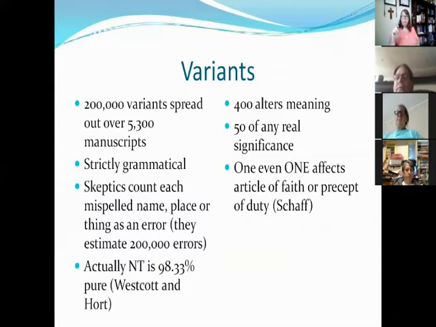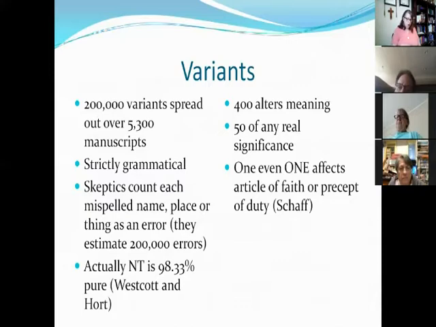Okay. So the variants, again, the skeptics say 200,000 errors. Yeah, spread out over 5,300 manuscripts. Strictly grammatical. Spelling error. Name of a place error. But not a name of a place like it happened in Bethlehem and they wrote it happened in Alexandria. We're talking they misspelled Bethlehem or they misspelled Alexandria. But again, like I said earlier, the skeptics count each misspelled name or place or thing as an error for each of the manuscripts that variant in spelling shows up in.